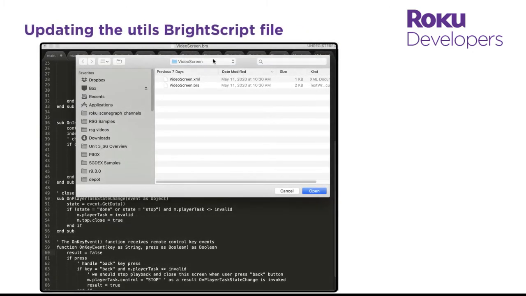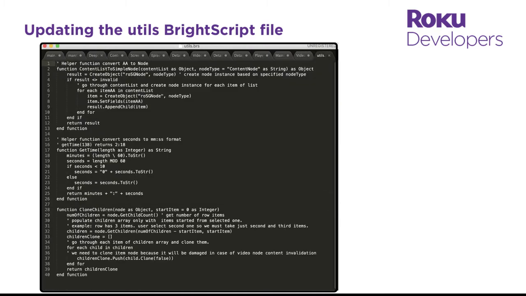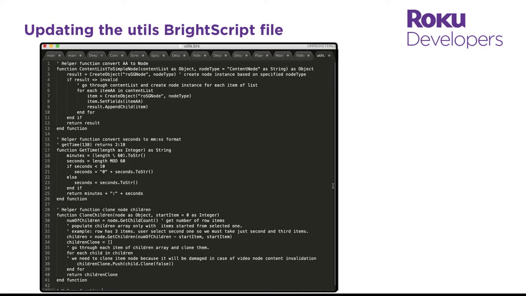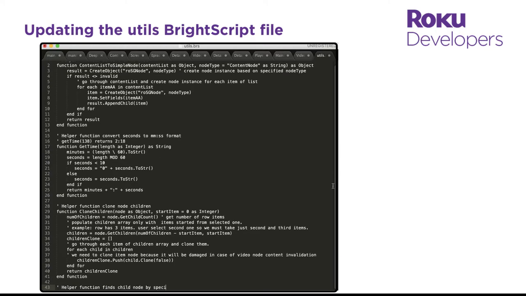So the first file we're going to update is the utils BrightScript file in the source folder. So let's start our bookmarking implementation by creating the findNodeByID method.